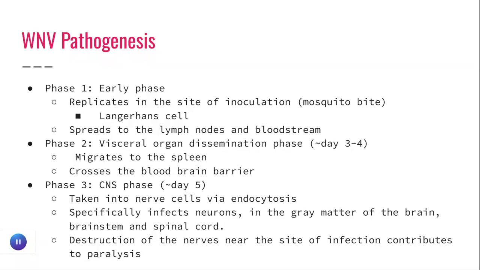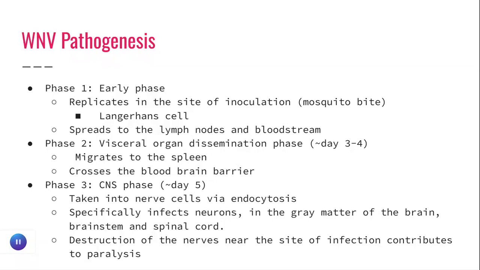The visceral organ dissemination phase is around day 3 to 4 of the infection. This is phase 2, where it will migrate to the spleen, sometimes kidney and liver, pretty much where blood would accumulate or be filtered. Then it crosses the blood-brain barrier. Around day 5, it's taken into the CNS phase, which is phase 3. This is when it's taken into the nerve cells via endocytosis. It specifically infects neurons in the gray matter of the brain, brainstem, and spinal cord, which is why this could lead to a neurological disease.